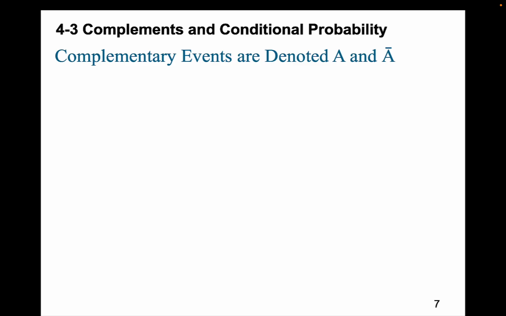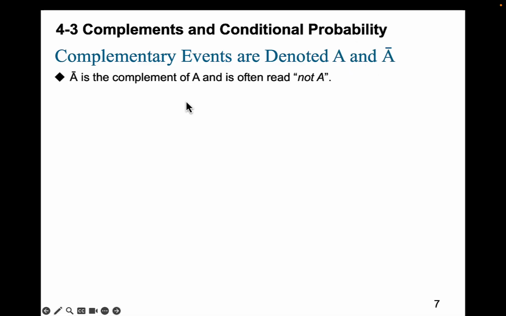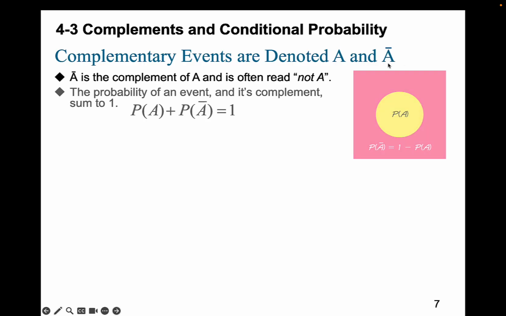All right, we're going to start talking about complementary events. Let's talk about our notation first. We're going to use a capital A for one event, as we have in the past. And then notice this right here, same capital A, but it has the bar over top. A and A with the bar over top are what we call complementary events. Let's elaborate. A bar is the complement of A and is often read not A. So this one we read A, this one is often read not A.